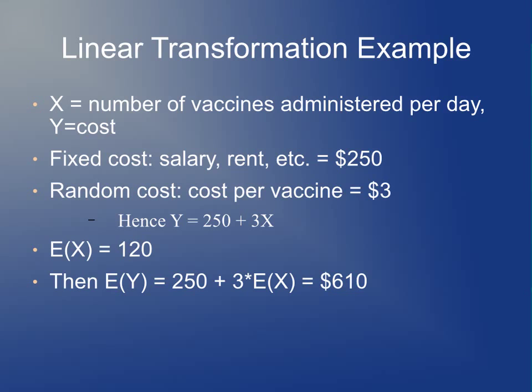So, for example, let's say that you're running a clinic again, and X is the number of vaccines you administer per day, and Y is the cost. And let's say it costs $250 per day just to run your clinic, and each vaccine you give costs $3. If the expected number of vaccines that you give in a given day is 120, then the expected cost in a given day is 250 plus 3 times 120, or $610.